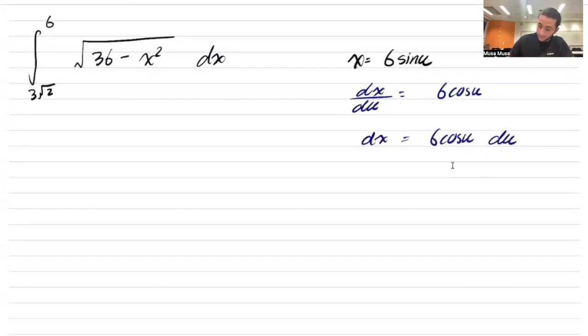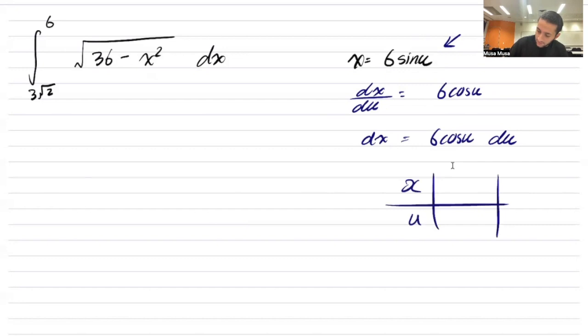My limits, this is where I've got to, whoopsie. This is where I have to rearrange this. Because I'm subbing in x values and I'm getting u values, I have to rearrange this and get x on 6 equals sine u, and then u equals inverse sine of x on 6. 3 root 2, 6. When x equals 3 root 2, 3 root 2 on 6 is root 2 on 2, which is the same as 1 on root 2.